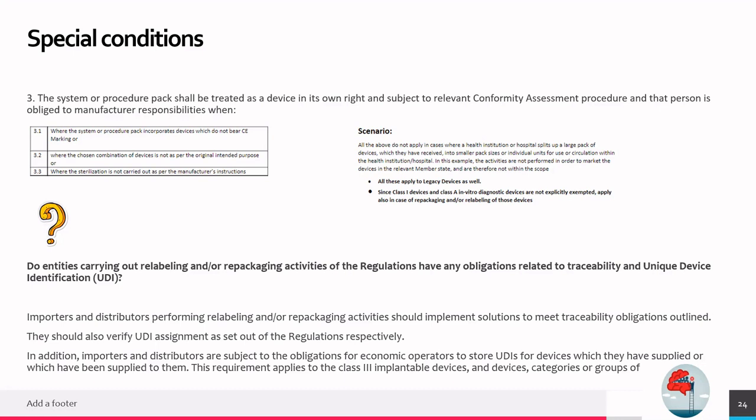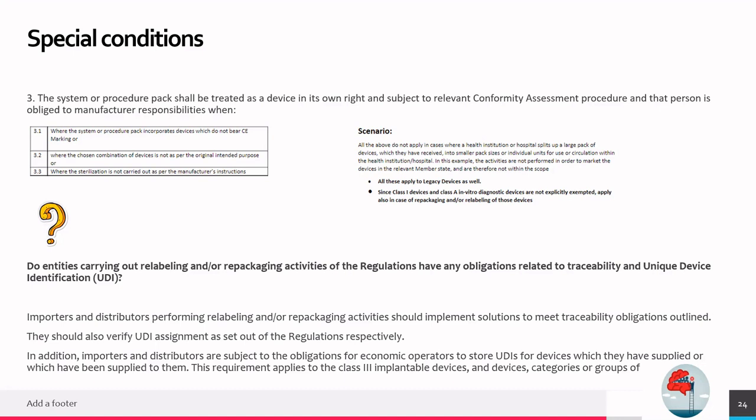So all these scenarios where these people become economic operators cannot apply to a legacy device, class 1 or class A of IVD MDR also. Now the question is, do entities carrying out relabeling and/or repackaging activities of the regulation have any obligation related to traceability, even to the obligation to UDI?